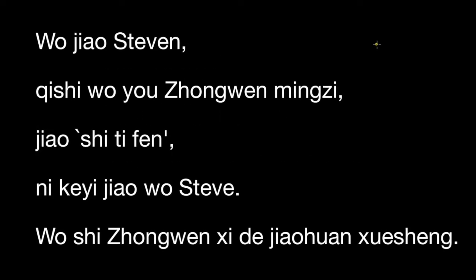This is the dialogue that we had in the second lesson, where he replied, 我叫 Steven, 其实我有中文名字叫史蒂芬，你可以叫我 Steve， 我是中文系的交换学生。So 我叫 Steven, my name is Steven, 其实我有中文名字, well, actually, I have a Chinese name, 叫史蒂芬, it's called 史蒂芬, 你可以叫我 Steve. You can call me Steve. 我是中文系的交换学生, I am a Chinese department exchange student.